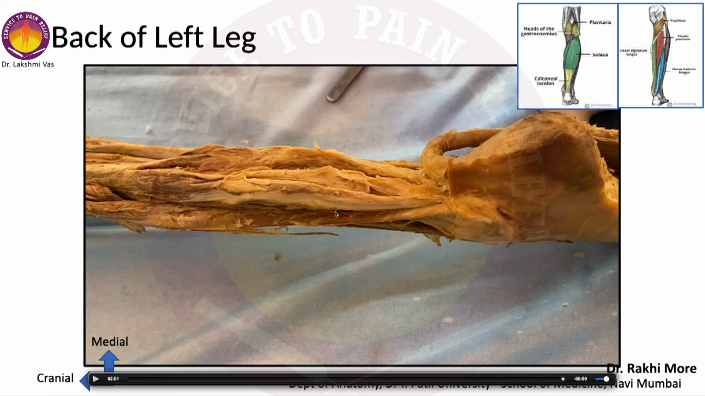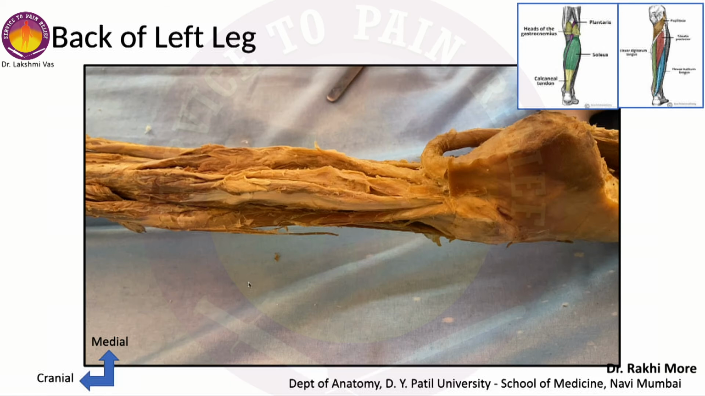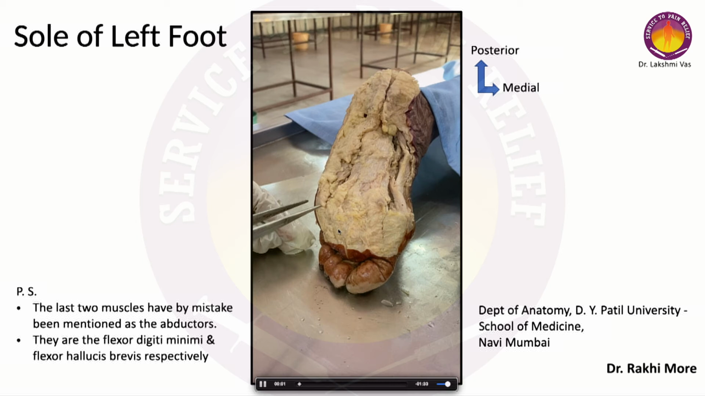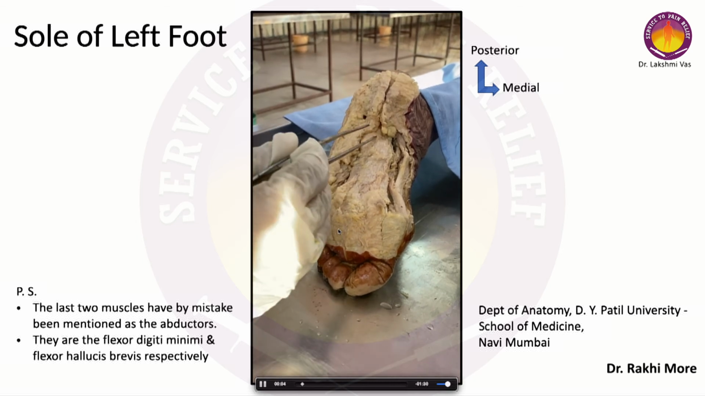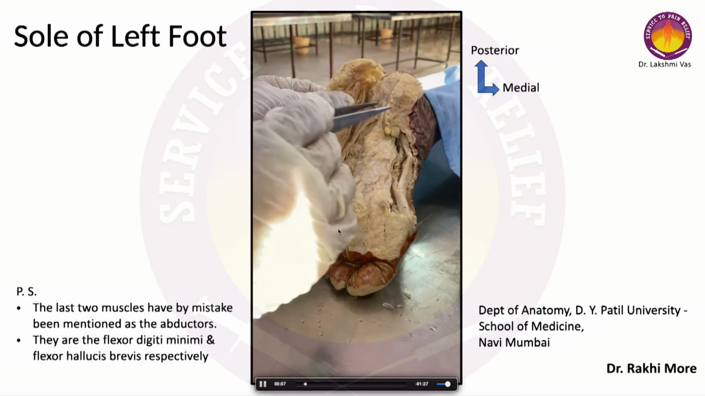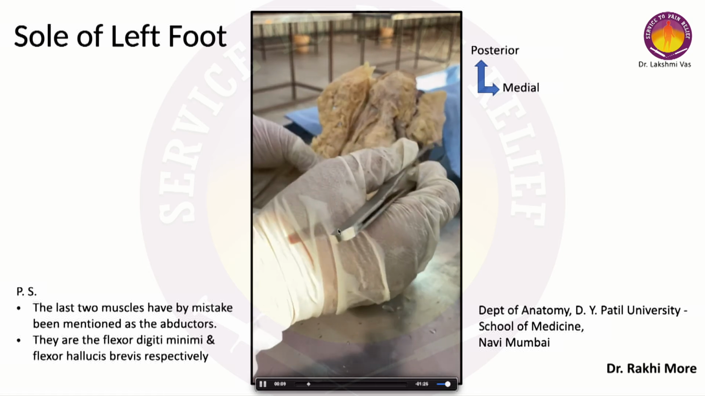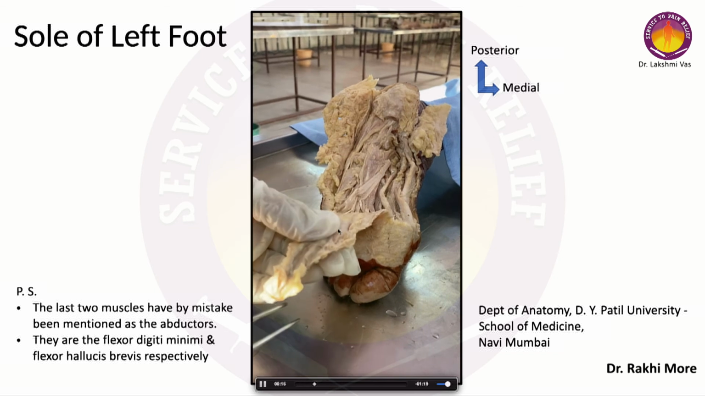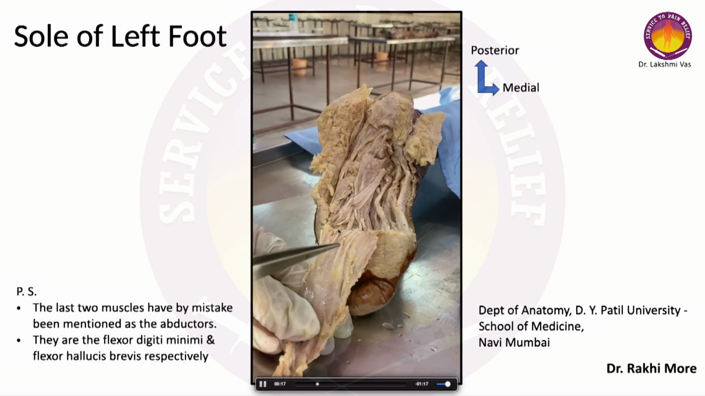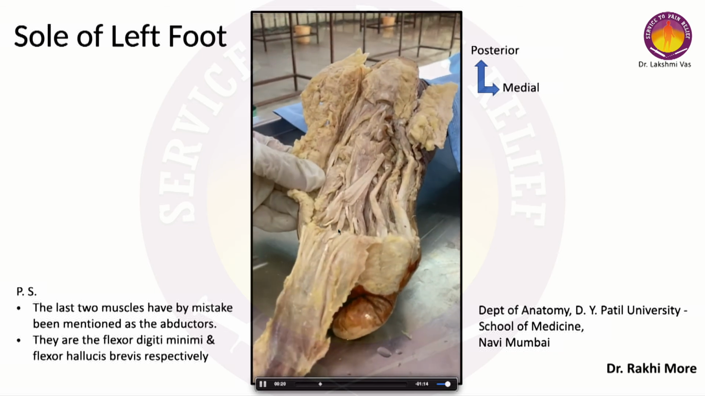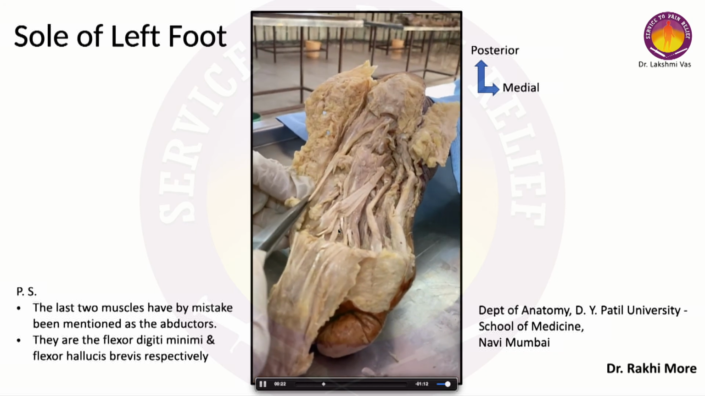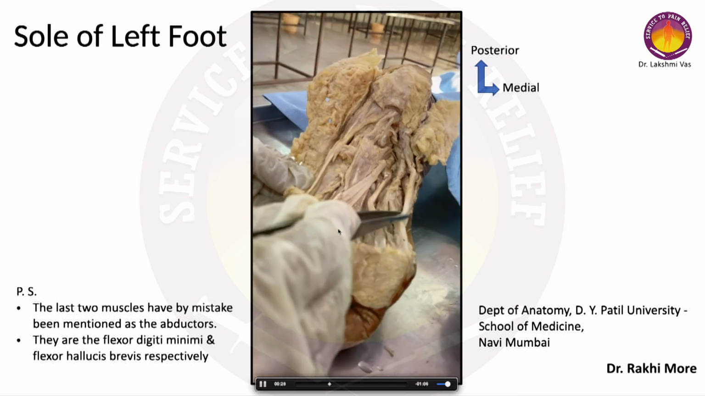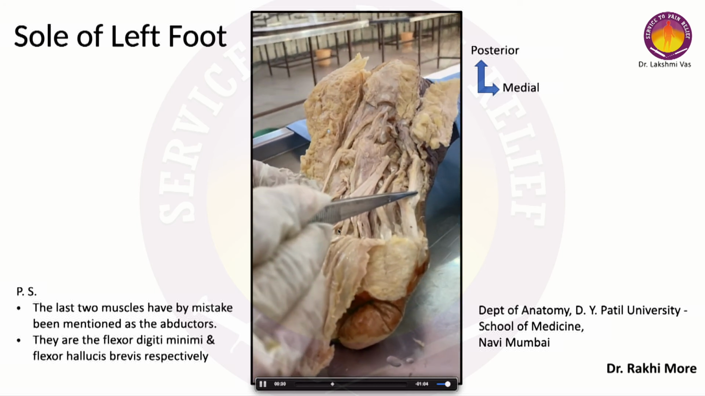Okay. Now we go to the last video, that is the dissection of the foot. In this video, we are going to see the muscles of the sole. We have reflected the skin, and now we are reflecting the fibrofatty tissue. This layer which we are reflecting is the flexor digitorum brevis. You can see the tendons of the flexor digitorum brevis muscle. On the lateral aspect, we see the abductor digiti minimi muscle. On the medial aspect, we see the abductor hallucis brevis muscle.